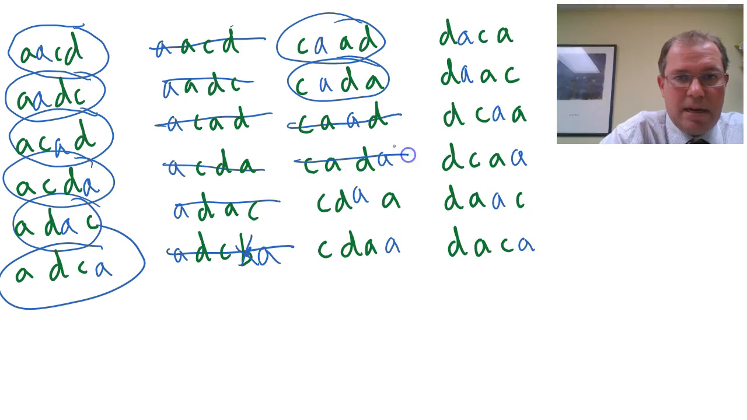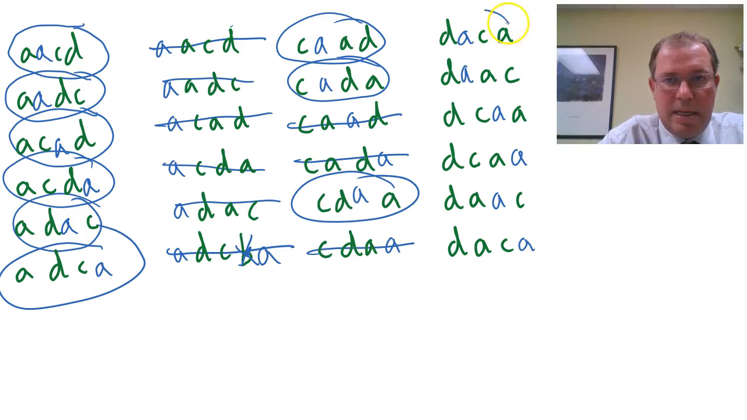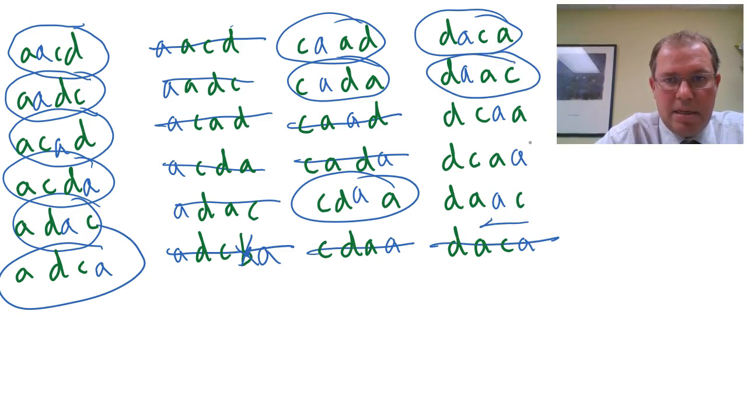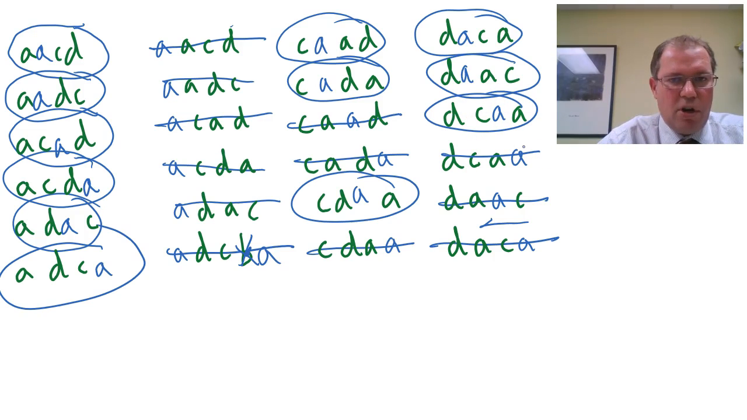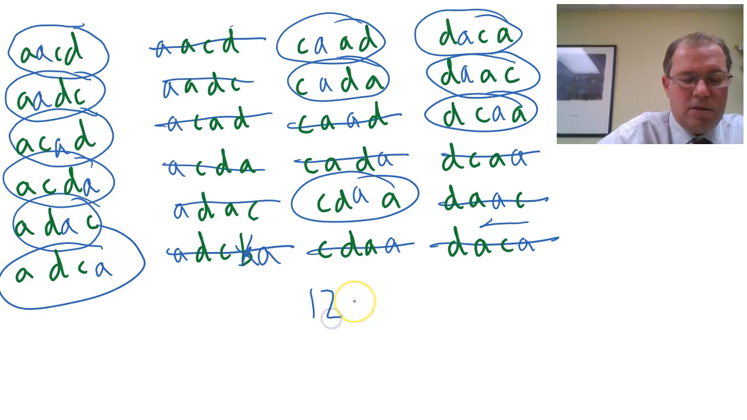CADA. Cross it out. CDAA. Cross it out. And then DACA. Have I got another DACA? Yeah, cross it out. DAAC. Yeah, cross it out. And DCAA, yeah, cross it out. So let's count how many we've got in total. 1, 2, 3, 4, 5, 6, 7, 8, 9, 10, 11, 12. So 12 ways of arranging A, A, C, D.